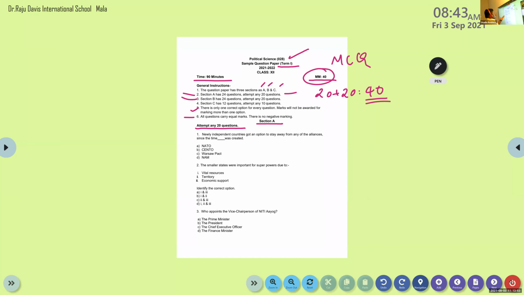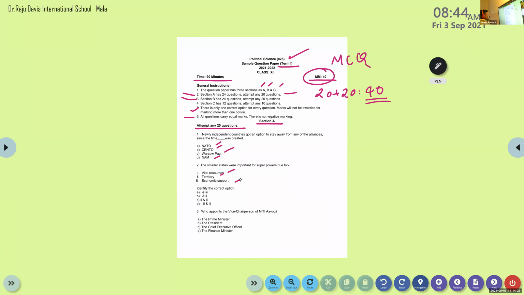Newly independent countries got an option to stay away from any of the alliances since the time dash was created. What was created? Is that NATO, CENTO, Warsaw, NAM? NAM. Okay, newly independent countries got an option to stay away from any of the alliances since the time NAM was created.